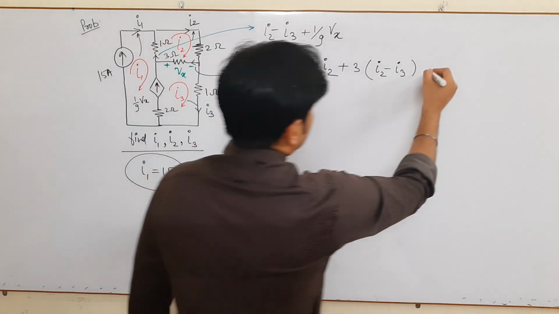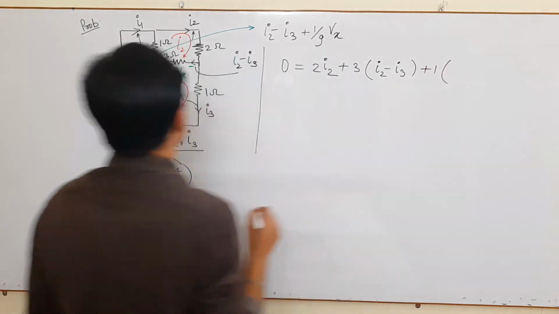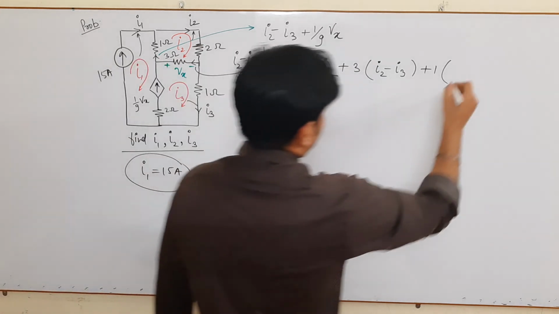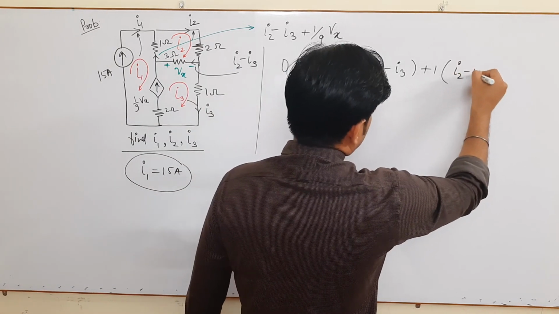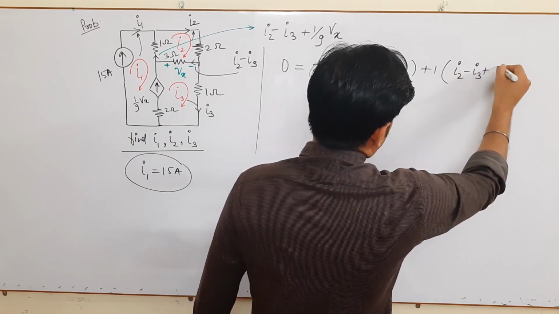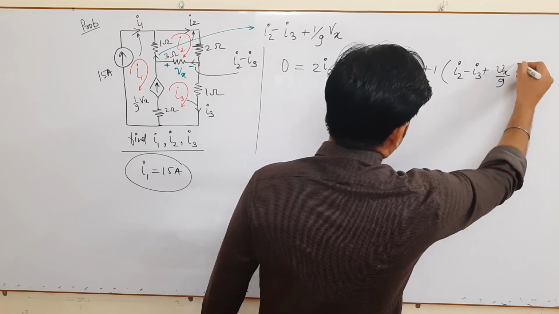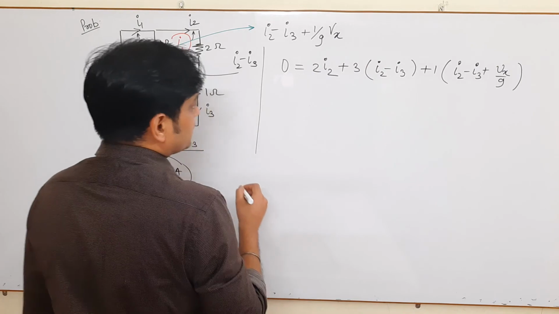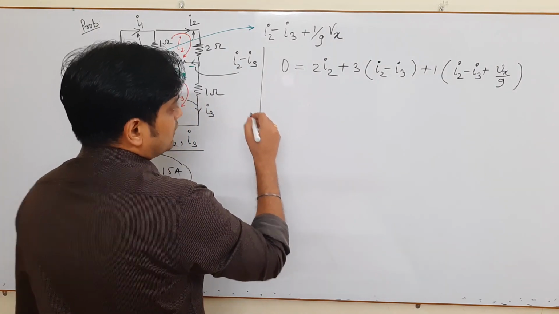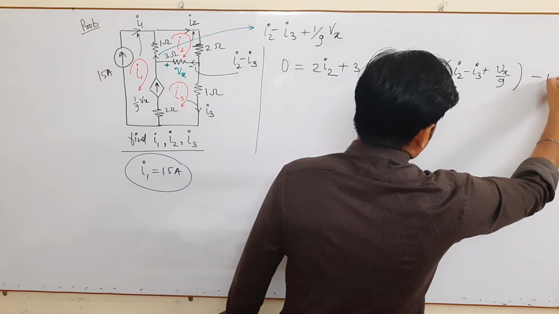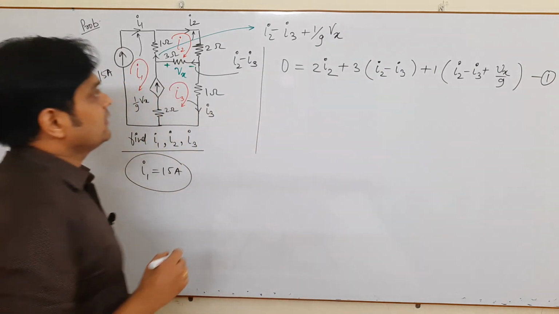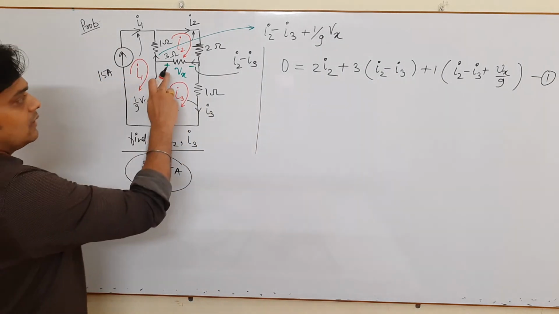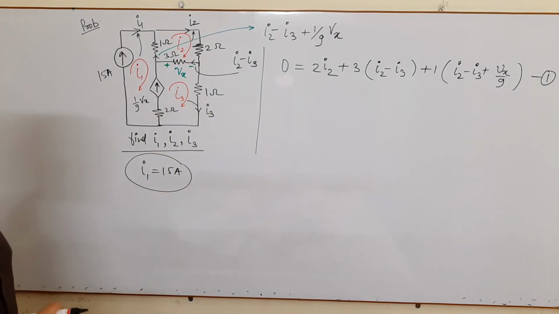Then the current flowing in the 1 ohm resistance is again I2 minus I3 plus Vx by 9. Yes, you can write this equation. Before solving this equation, a very important thing is we have to find what is Vx.